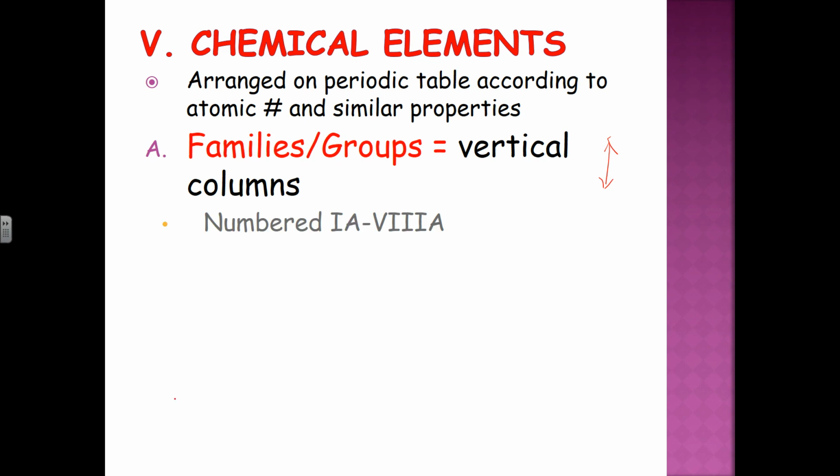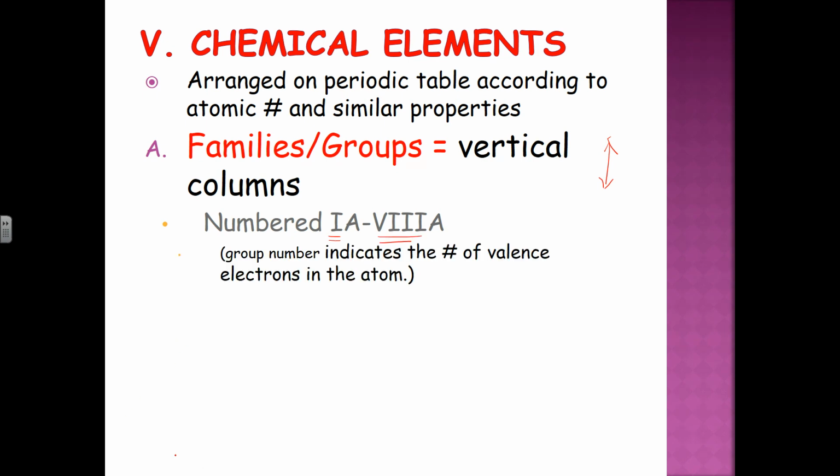Now the families are numbered with Roman numerals 1A to 8A for the representative elements. The representative elements are the taller columns on the periodic table, 1A to 8A. These Roman numerals tell us something very specific about the elements, and this is important for us to remember. We're learning about it today, but it's important for you to remember it throughout the rest of the course. The Roman numerals tell us the number of valence electrons in an atom.